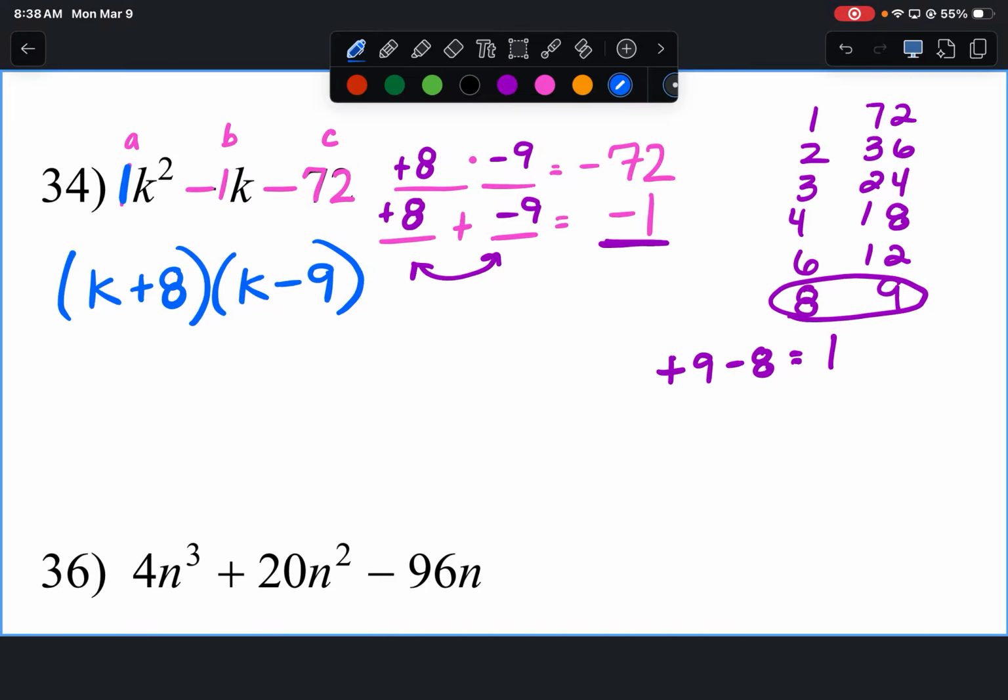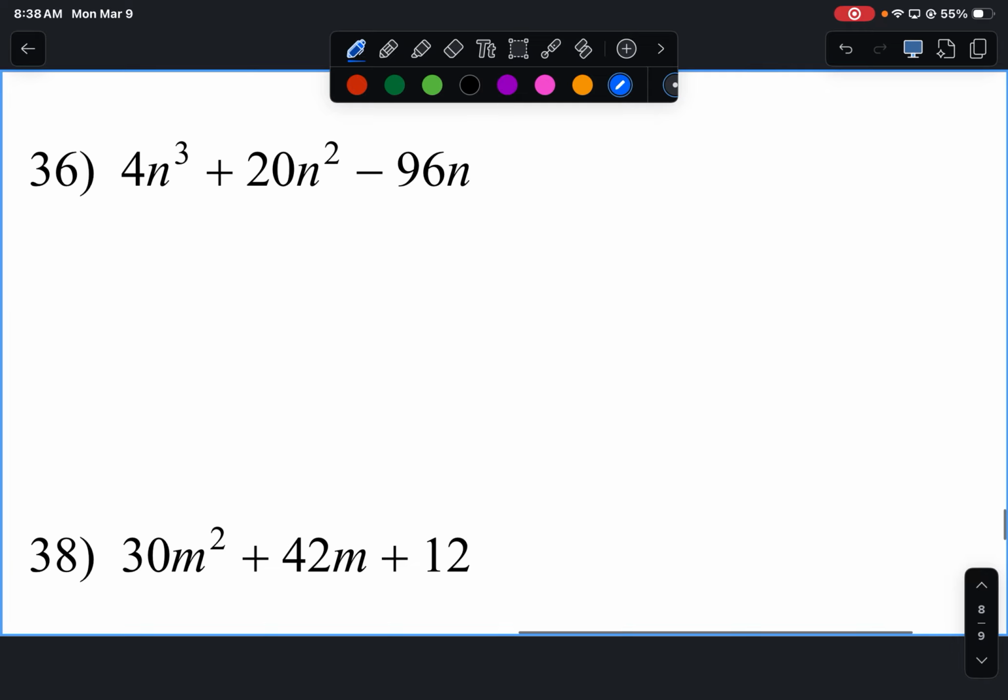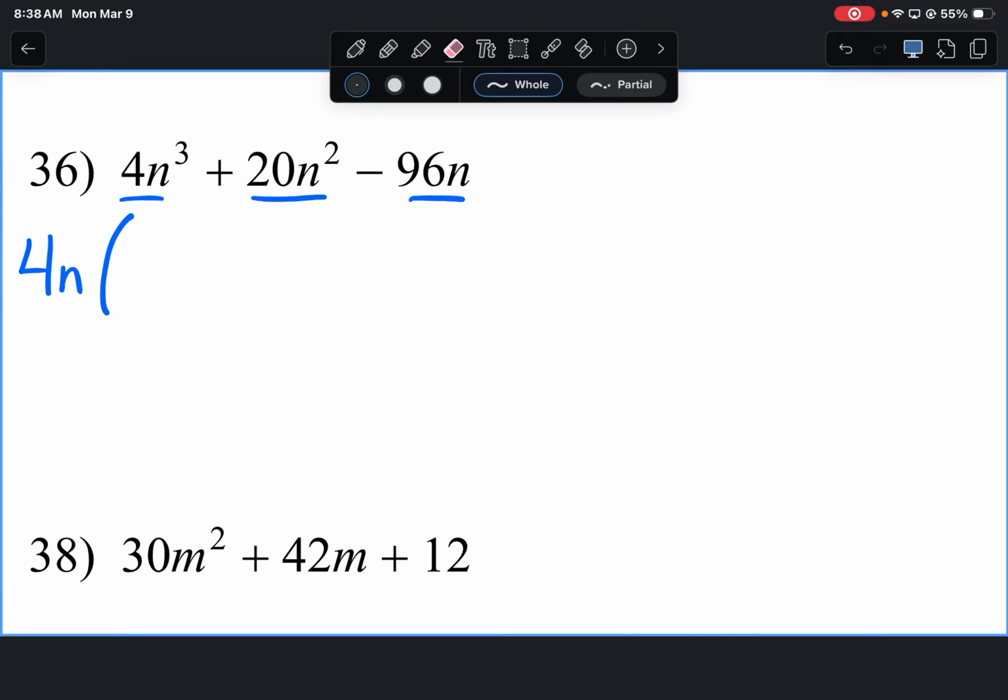All right, for number 36. Does 36 have a greatest common factor? Yes. 4. Okay, 4n. So if we take out 4n, because all 3 of those terms have an n and a 4, what does that leave us with? N squared. And you got 5n. Plus 5n.